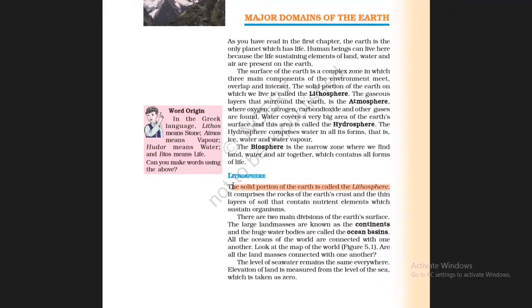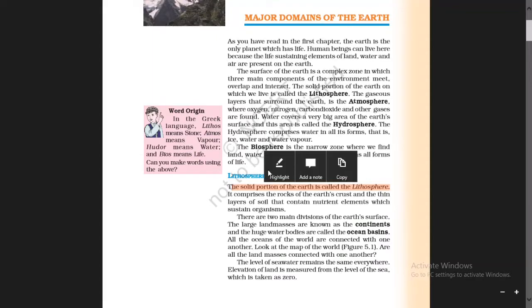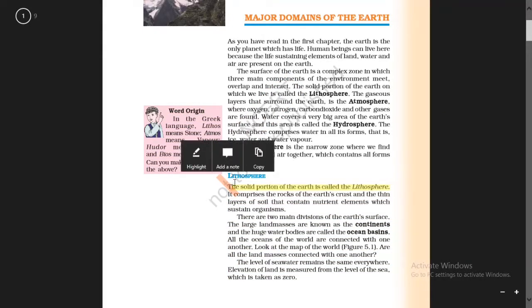What is lithosphere? If anybody asks, you have to say the solid portion of the earth. Solid, not liquid or any other form. So the solid portion of the earth is called lithosphere. It comprises the rocks of the earth's crust and the thin layers of soil that contain nutrient elements which sustain organisms.